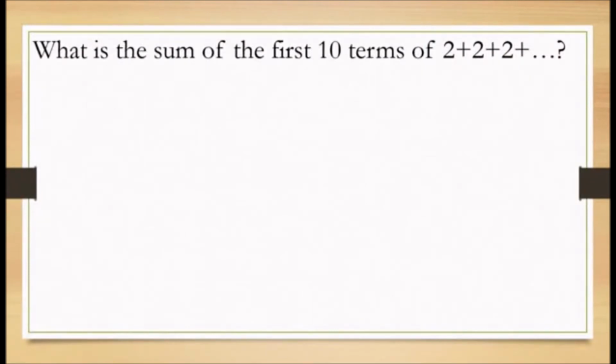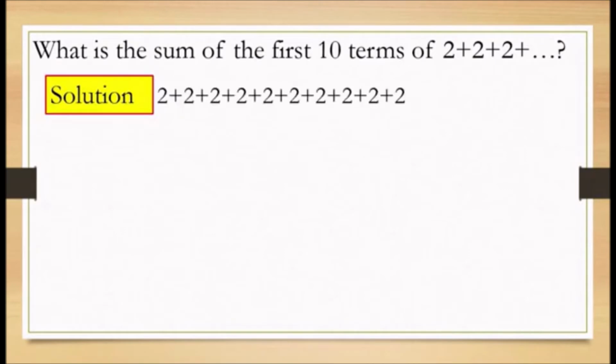So let's have an example. What is the sum of the first 10 terms of 2 plus 2 plus 2 plus 2 and so on? So for the solution, first, we are going to count the number of terms in the given example and multiply it by 2. So we have 20. So why 20? It's because 10 times 2 is 20.